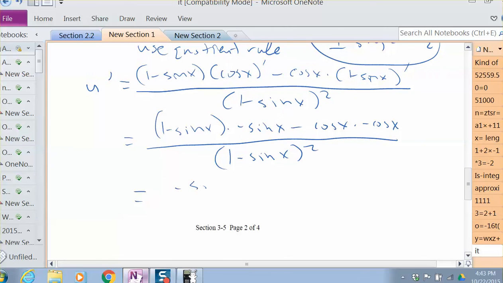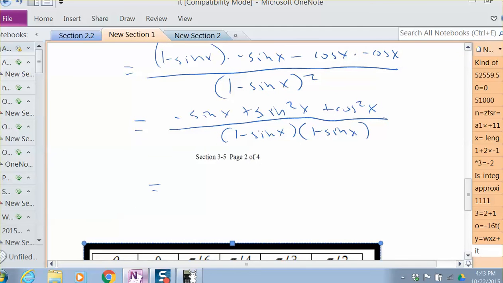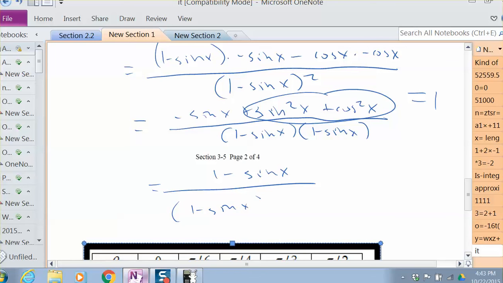So you have negative sine x plus sine squared x plus cosine squared x, because the negative cosine x times negative cosine x is positive cosine squared x. And I'm going to separate 1 minus sine x squared as 1 minus sine x times 1 minus sine x. Well, if you remember, sine squared plus cosine squared equals 1. That's one of your trig identities. So those trig identities usually don't go away. We don't have to really do the nasty ones, but something we already know, those go away, and you get that.